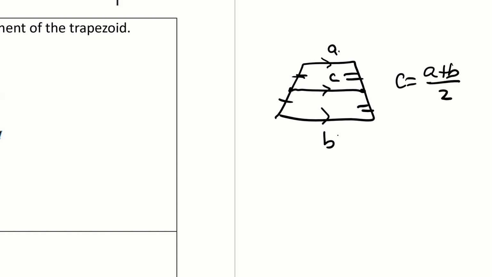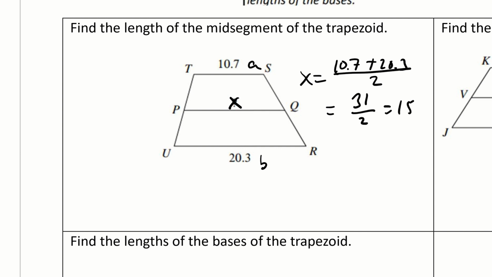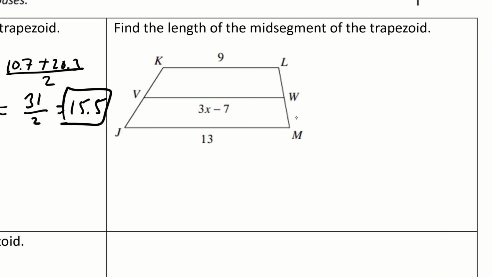Okay. So in this example, we get x is equal to (10.7 plus 20.3) divided by 2, if you refer to these as A and B. So I add these together, I get 31 divided by 2, which is 15.5. So there's your length.